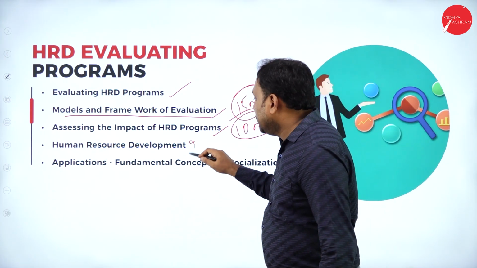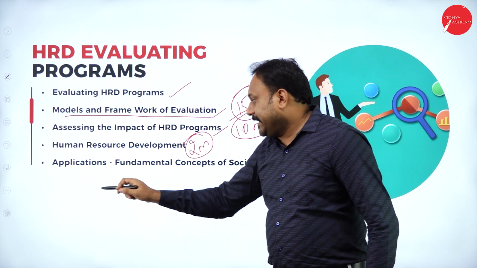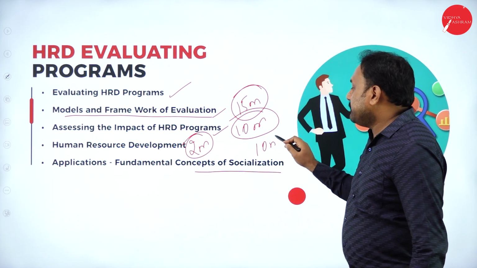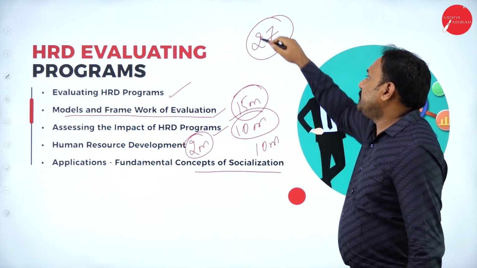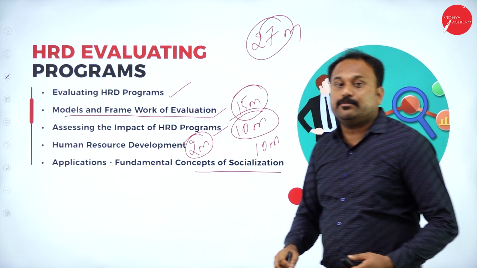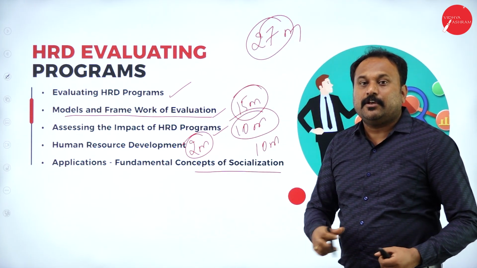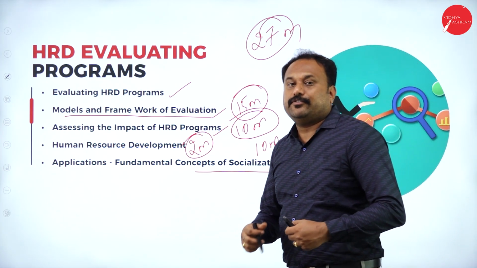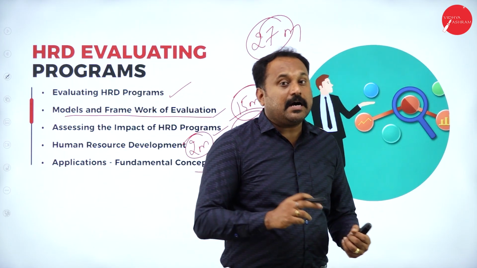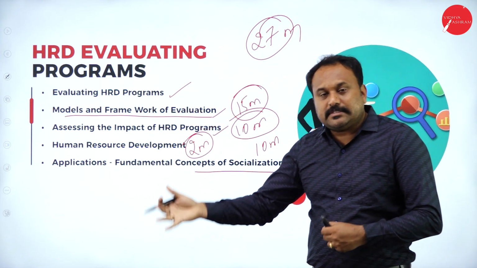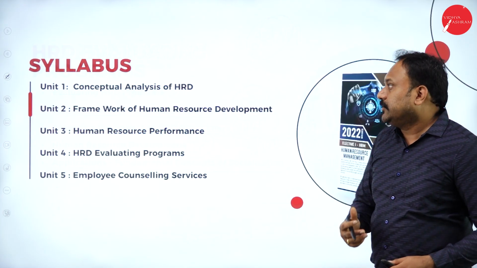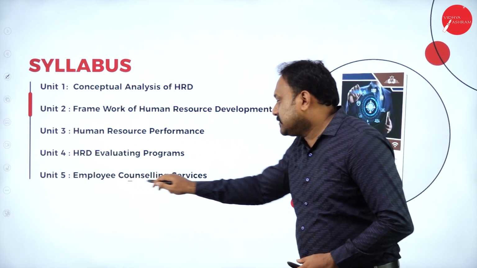Human resource development, again a 2 marks question. The application fundamentals, concept of socialization, you can get for a 10 marks question. Again, this chapter contains how many marks? 27 marks. So please be careful when you choose the 3rd chapter or the 4th chapter or the 5th chapter for your preparation. If you take up 2 chapters, you will be getting 54 marks. If you take 1 chapter extra, that will be a safety for you.